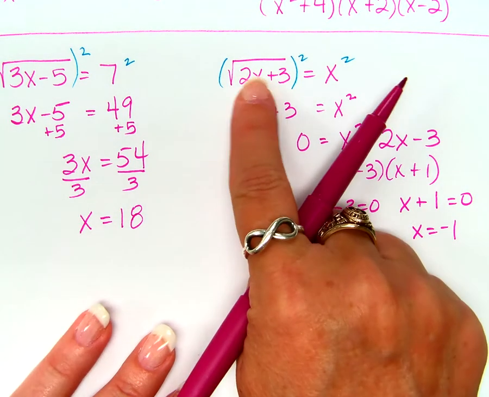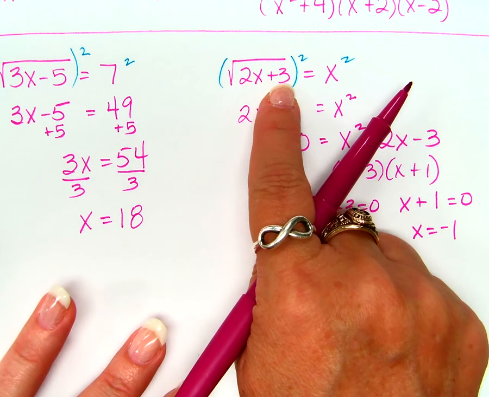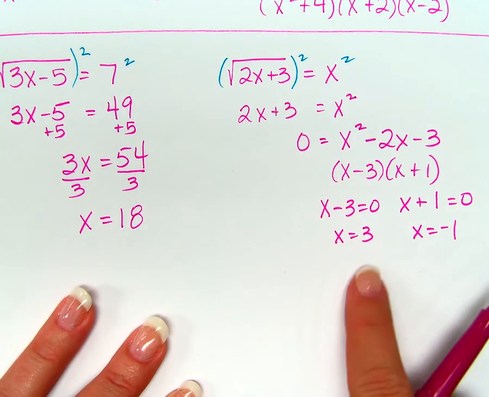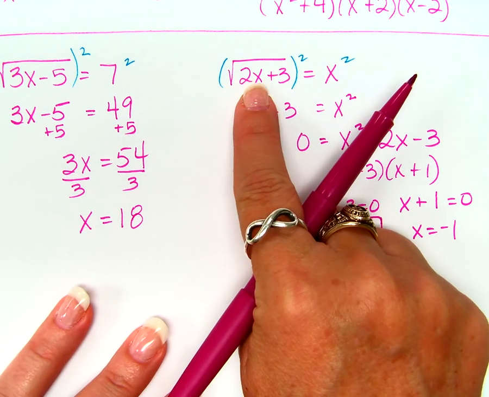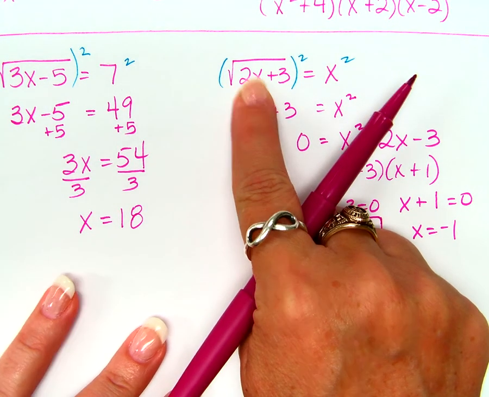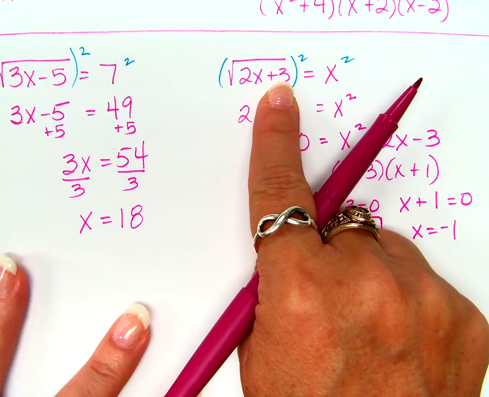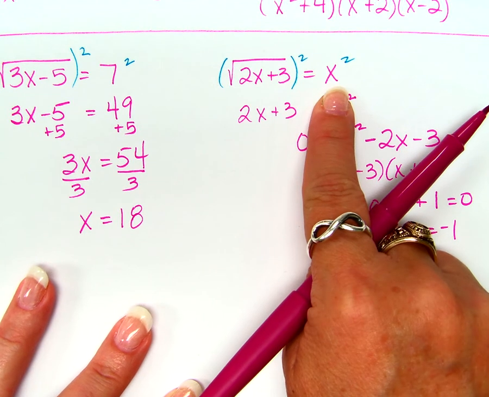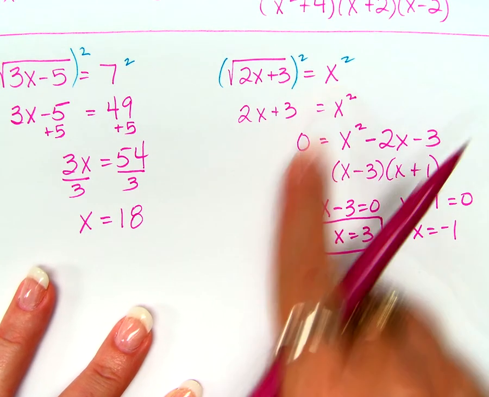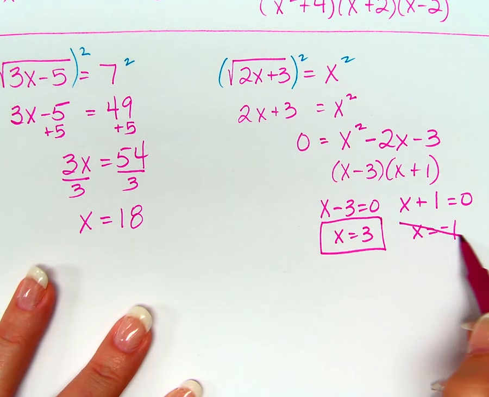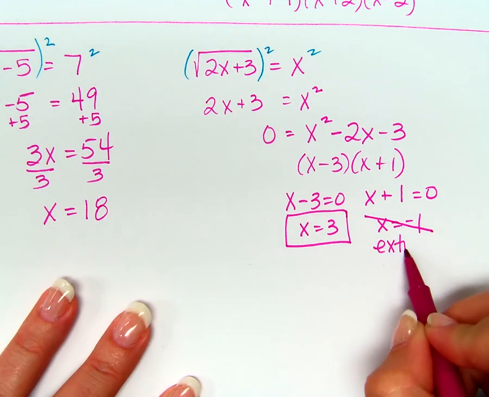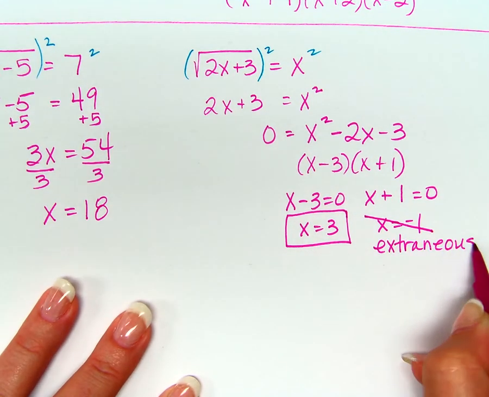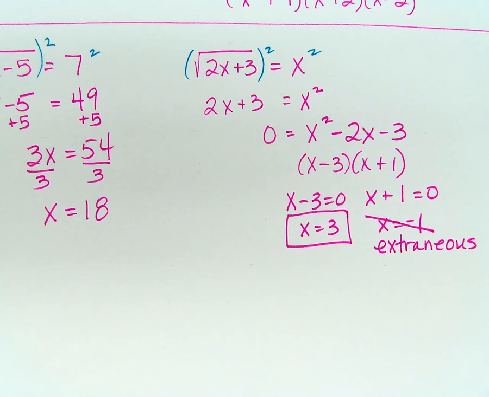So if I put a 3 in here, I get 2 times 3 is 6. 6 plus 3 is 9. Square root of 9 is 3. And 3 equals 3. So that one's good. Negative 1. 2 times negative 1 is negative 2. Negative 2 plus 3 is 1. Square root of 1 is negative 1. Uh-oh. That one doesn't work, does it? You remember what this kind of solution is called? It's called extraneous. It's an extra solution that doing the math we got.